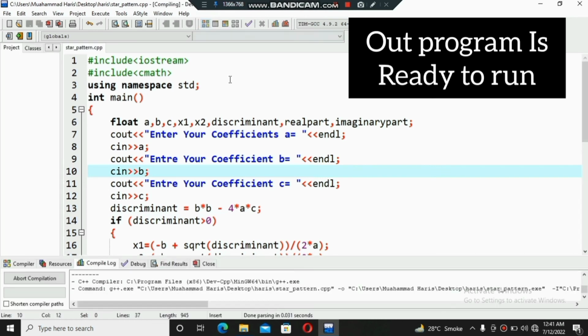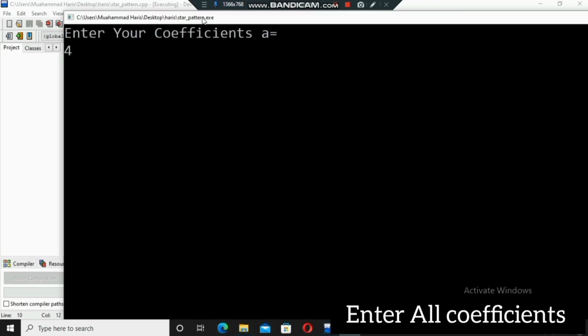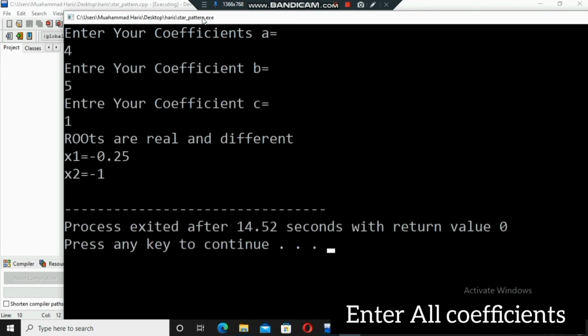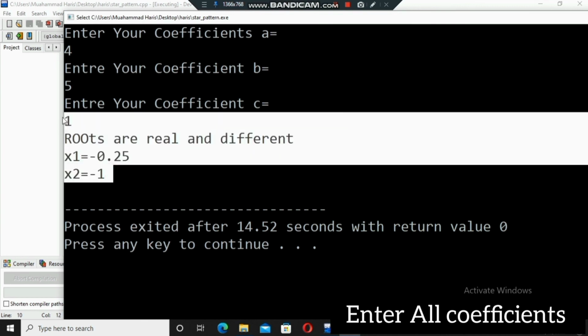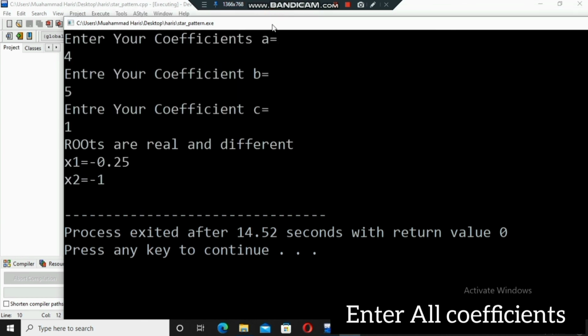Now let's run the program and see the output. Enter your coefficient A, I want to write here 4. Enter your coefficient B, I want to write here 5, and then 1. Now you can see the roots are real and different. So these are the solutions of the quadratic equation.